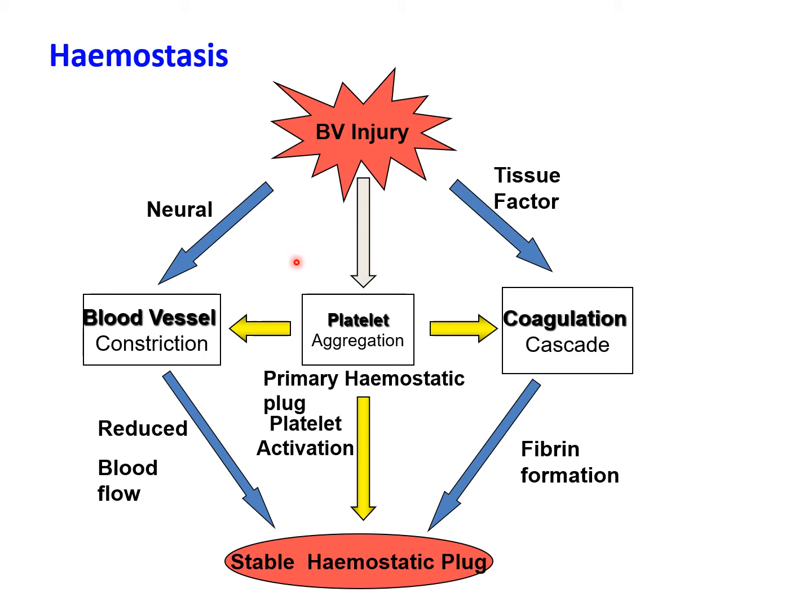This image depicts the mechanisms of hemostasis. Following blood vessel injury, there is a neural response immediately, which leads to blood vessel constriction, reducing the blood flow and reducing the loss of blood. Simultaneously, platelet plug formation takes place and provides initial hemostasis. And this platelet plug is further stabilized through activation of the clotting cascade, which leads to activation and deposition of fibrin, which constitutes the stable hemostatic plug.